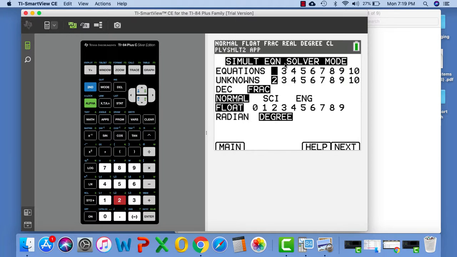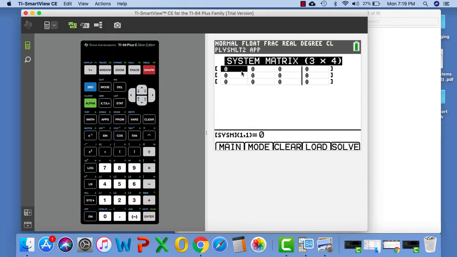So if I have 3 equations and 3 unknowns, I want to make sure that I arrow over and hit enter for 3 equations, arrow over and hit enter for 3 unknowns, and then go ahead and repeat the same process, but now I have more entries to put in because I have 3 equations and 3 unknowns, so I have 3 coefficients for each equation and a constant. And go through the same process of entering in the coefficients and the constants and hitting solve. So that is how you use the polynomial and simultaneous equation solver.